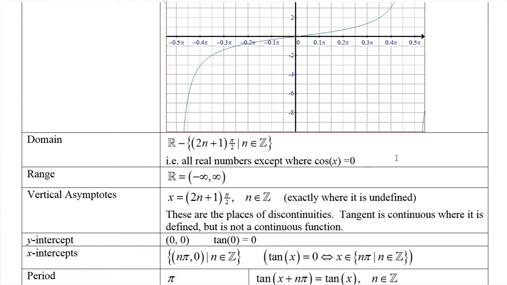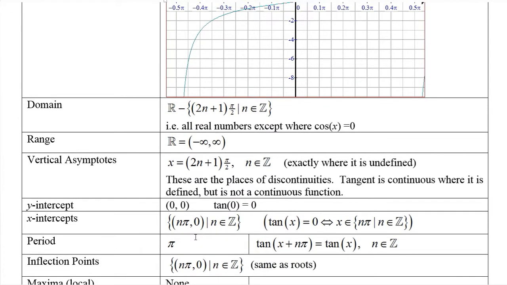So you have to take away those odd multiples of pi over 2. So it's all real numbers except where cosine is 0, or where x is 0 back on the unit circle picture, and these are the ones we have to eliminate. Now the range actually is all real numbers. If you look, any one piece goes from minus infinity to positive infinity. The vertical asymptotes are going to happen everywhere it's undefined. So x equals (2n plus 1) times pi over 2, where n is an integer, makes the equation of a vertical line, which is not a tangent line, but an asymptote.